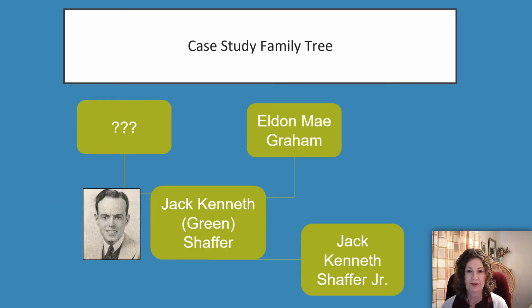Jack Kenneth Schaefer Jr. was the client, and he wanted to find the grandfather, the father of his father, also Jack Kenneth Green Schaefer, Jack Sr. had told the story to his son that once he saw a birth certificate that had a different name than Schaefer, and his mother took it away and would never speak of it again. And later he found a picture of a man with Green written on the back, and he wondered if that was his father. And without any more information than information about the mother, Eldon May Graham, I went to work.